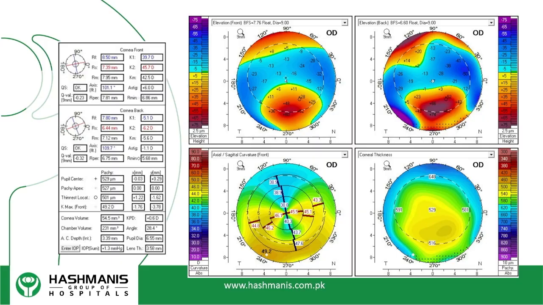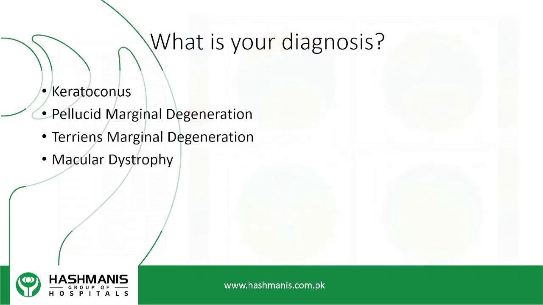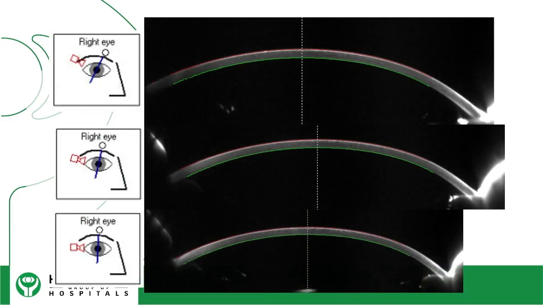So what should be on your mind when you see something like this? It should be something like keratoconus as well, PMD, Terrien's, macular dystrophy, or just someone who hasn't focused on the Pentacam very well and has moved his eyes. So it's always very useful to go back and see the raw images.